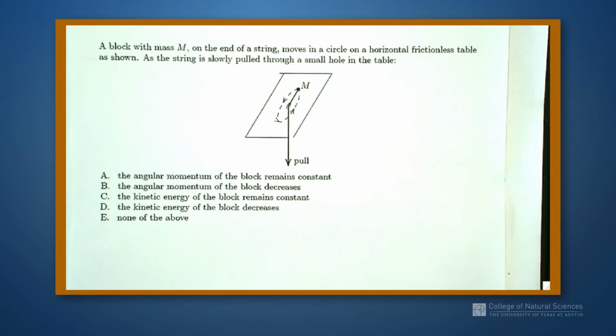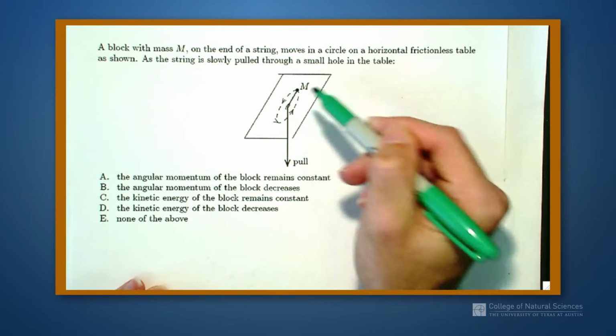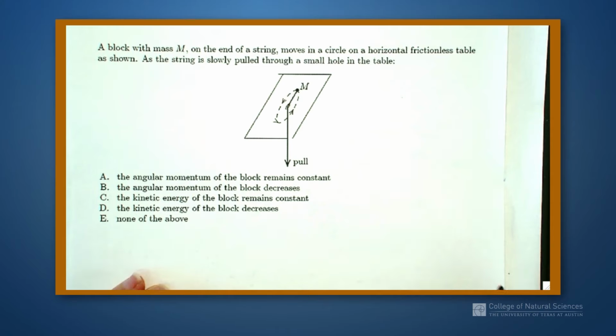So we have a block of mass m on the end of a string, and it moves in a circle around a horizontal table as shown. It's not the greatest of drawings, but we deal with it. And we slowly pull the string through the small hole, thus decreasing this radius. So this radius is going to get smaller. We want to know what's going to happen to the block.